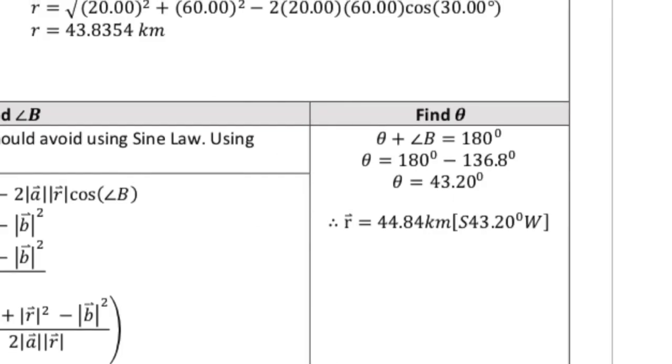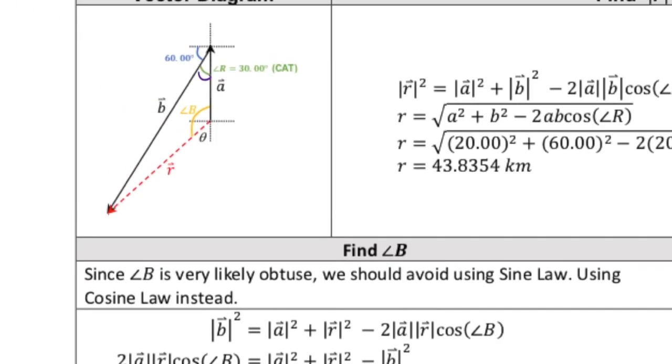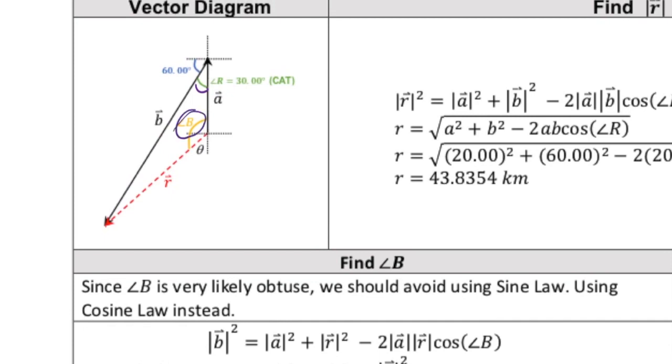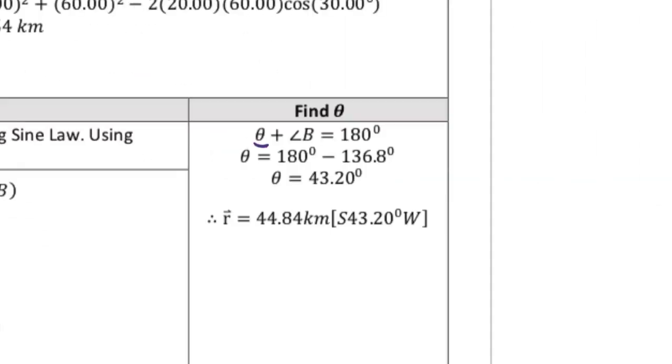Well, again, to get theta, let's look at the diagram before we run away. We know that beta plus theta makes 180 degrees, and that's because they are supplementary angles. So theta plus beta, angle B, is equal to 180. So to get theta by itself, it's 180 minus 136.8, and we get 43.20 for sig figs. Therefore, R is equal to 44.8 kilometers south, 43.20 degrees towards the west.